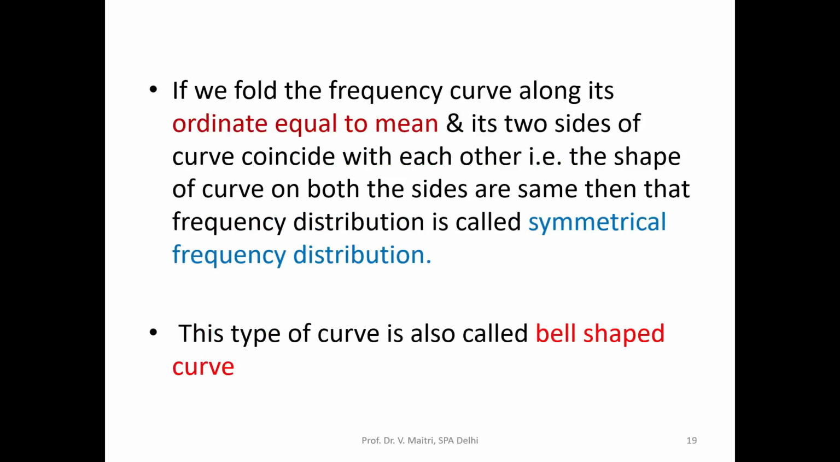Let's see an example. If we fold the frequency curve along the ordinate line of the mean, then both sides of the curve will meet each other, will coincide with each other. That is, the shape of the curve on both sides is the same. So we can say it is a symmetrical frequency distribution, and that type of curve is also known as a bell-shaped curve.